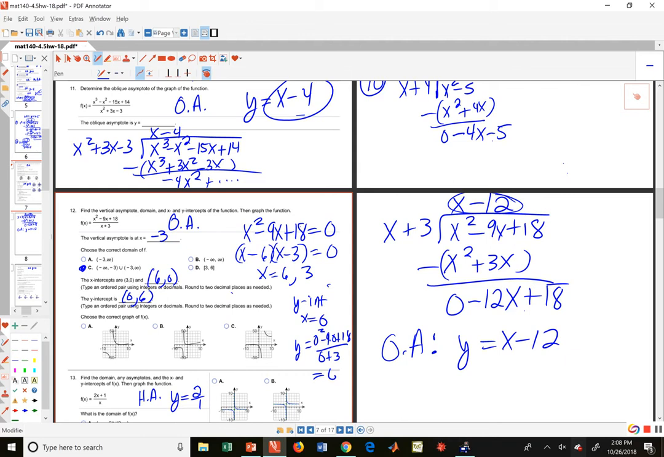Now, which graph is which? Well, we already know our oblique asymptote is y equals x minus 12. And so C is definitely out. So it's between A and B. All we have to do is get the intercepts correct. Now, there's a vertical asymptote at minus 3. We also know that there's x-intercepts at 3, 0 and 6, 0. This one doesn't do that, so it's got to be A.